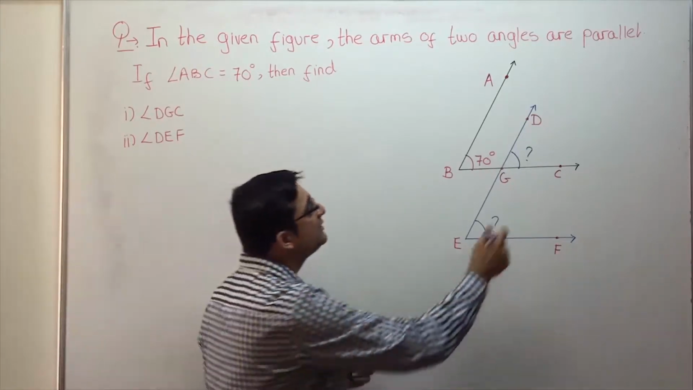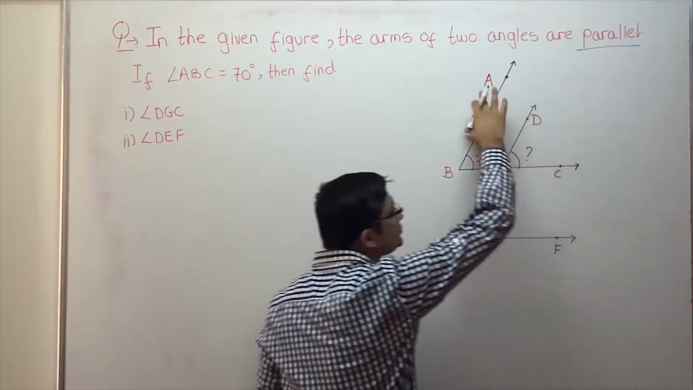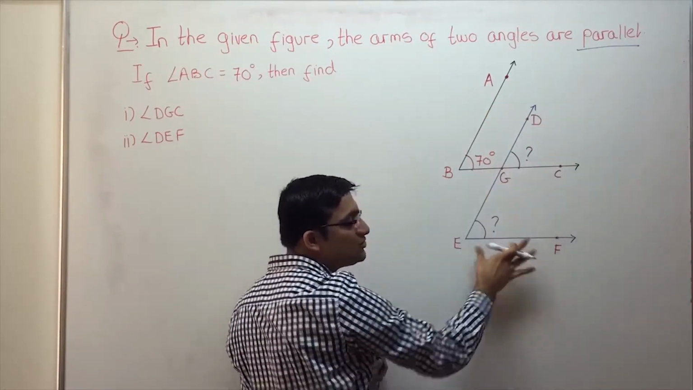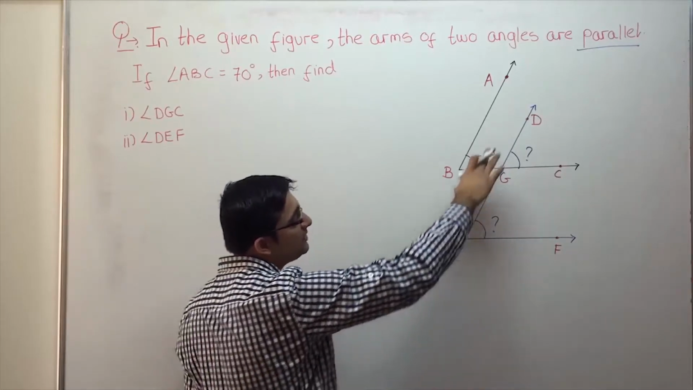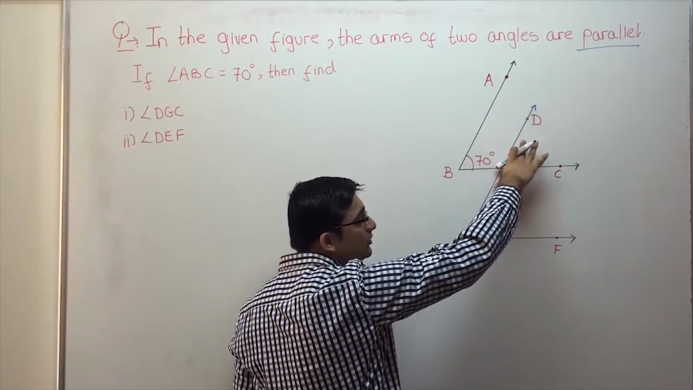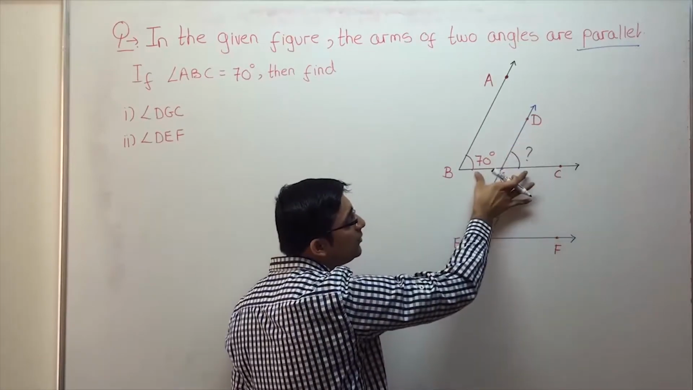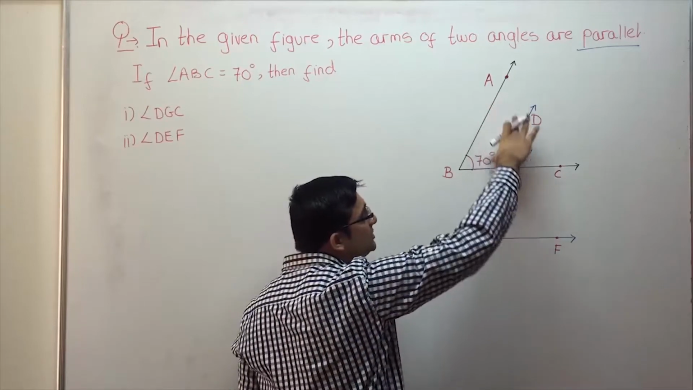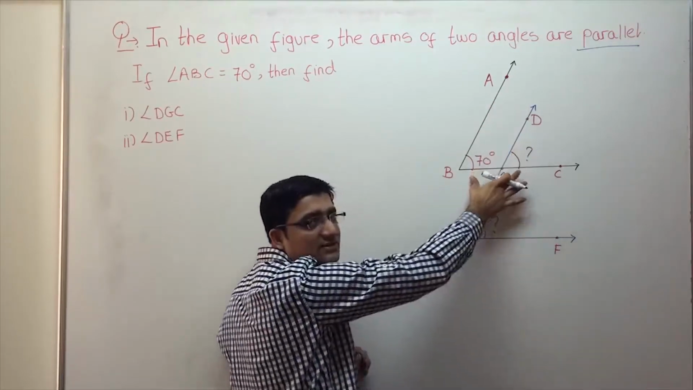The keyword over here is parallel, right? So arm AB is parallel to arm DE, arm BC is parallel to arm EF. So let's begin with the first pair of parallel arms. AB is parallel to DE. If these two arms are parallel, what is BC over here? It is basically a transversal. I repeat, think of these two as parallel lines and this over here is a transversal.